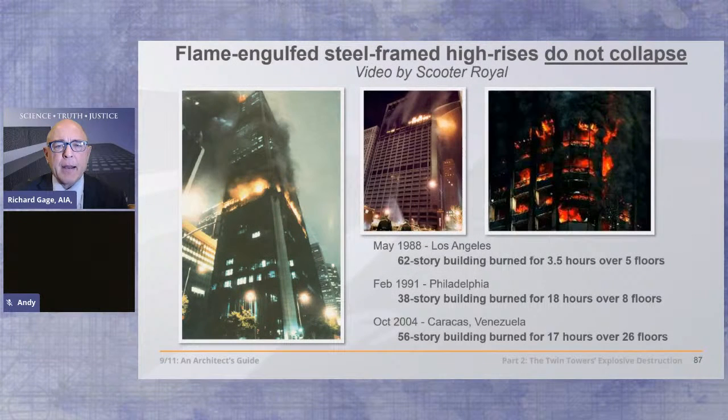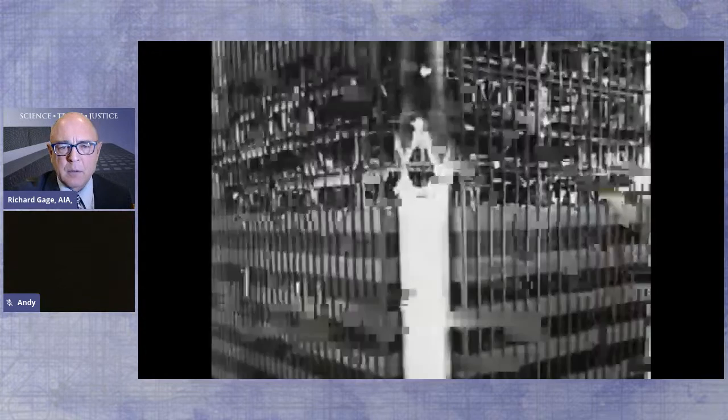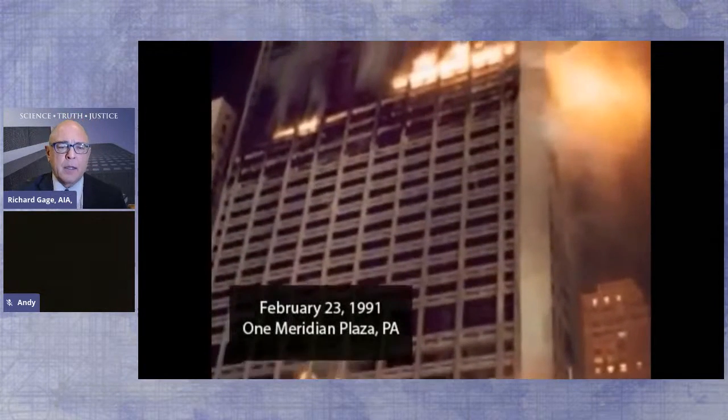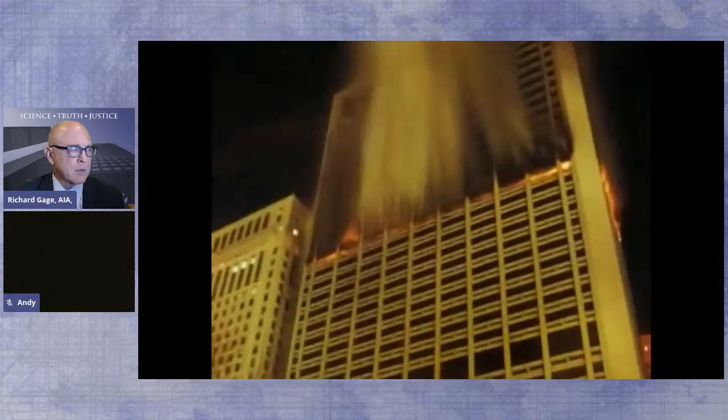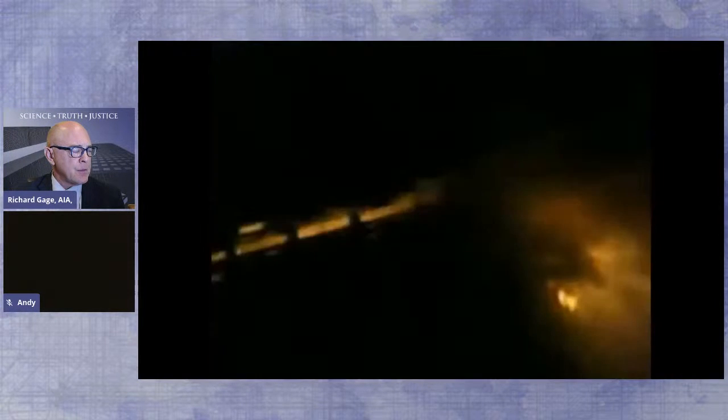But let's look at fires that have been engulfing buildings prior to 9/11 and see what happened to those. May 4th, 1988, the First Interstate Bank, a 62-story building in Los Angeles, California, suffered a 3.5-hour fire which burned across 5 floors and caused an estimated $200 million of damage. It did not collapse. February 23rd, 1991, the One Meridian Plaza, a 38-story building in Philadelphia, suffered an 18-hour fire which burned across 8 floors. The fire caused an estimated $100 million worth of damage, and 3 firefighters died fighting it. It was later described by officials as the most significant fire of the century. It did not collapse.